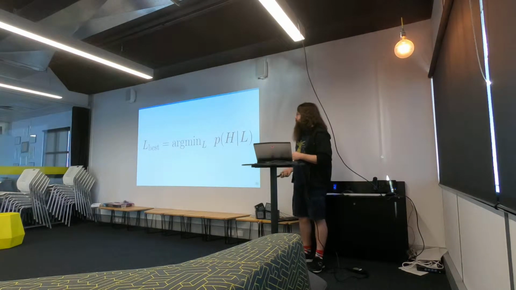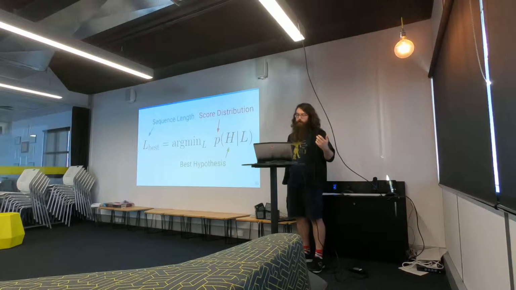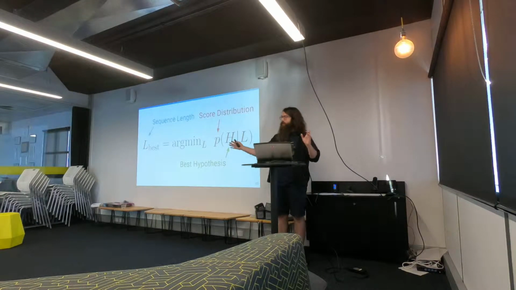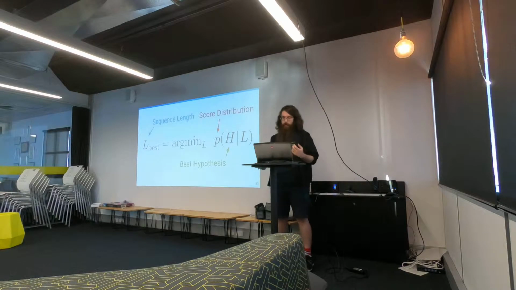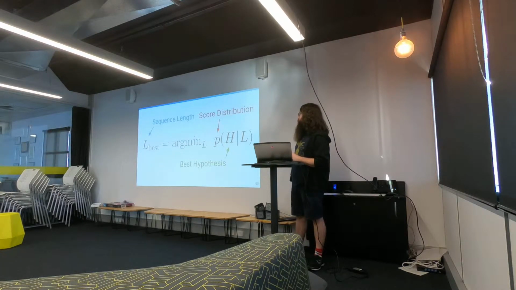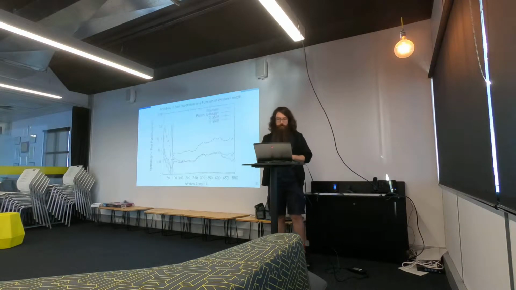So we phrase it this way. We want to find the sequence length that minimizes the probability of the best hypothesis under the distribution that we're fitting. It's very simple. We search over a set of window lengths, I think 5 to 500 in this work, which is in line with the standard parameters in fixed length approaches. And the best hypothesis is going to be the one with the lowest probability, so it's the most outlier-ish in this distribution.